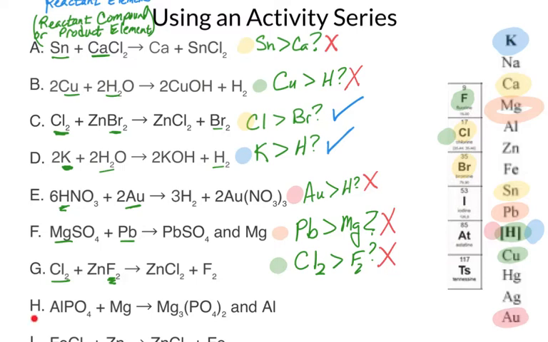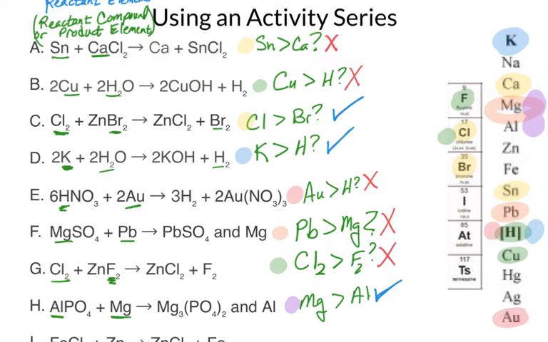For letter H, we have aluminum phosphate and magnesium makes magnesium phosphate and aluminum. And for this one, we're going to be comparing magnesium and aluminum. We're going to find magnesium near the top, and right below that is aluminum, and so we know that this reaction does occur.